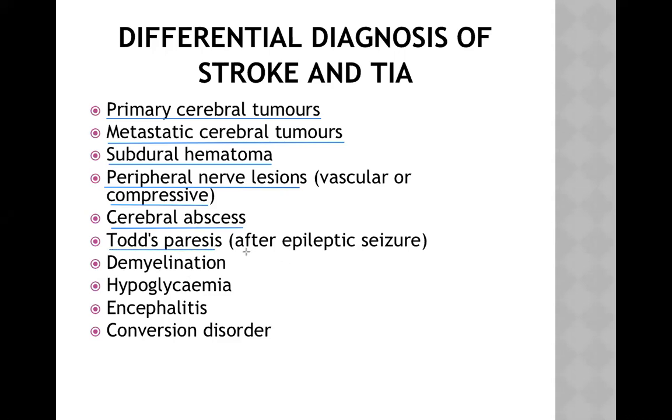Then Todd's paresis or Todd's paralysis. After a generalized tonic-clonic seizure, the patient will become unconscious, and during the recovery time, the person also has paralysis of the limb. This is called Todd's paralysis or paresis. So it almost looks like TIA or stroke, usually TIA, because this also recovers completely after a few hours. Demyelination, okay. Demyelinating disorder. Can you give me one example of a demyelinating disorder?